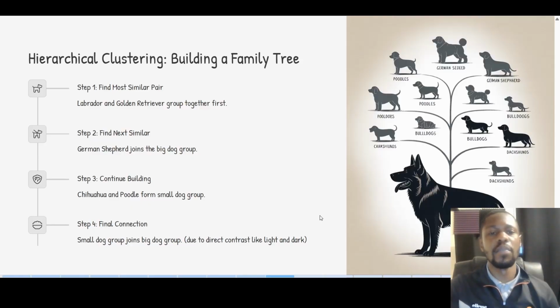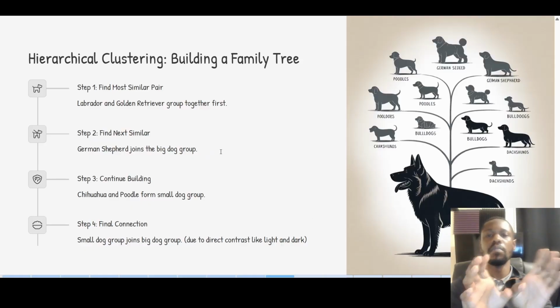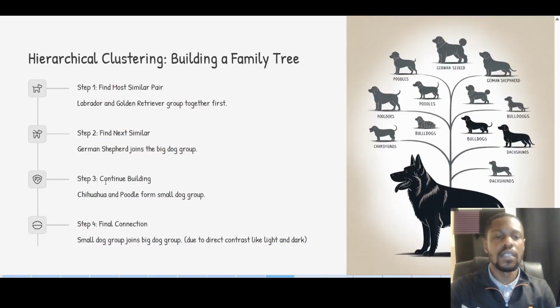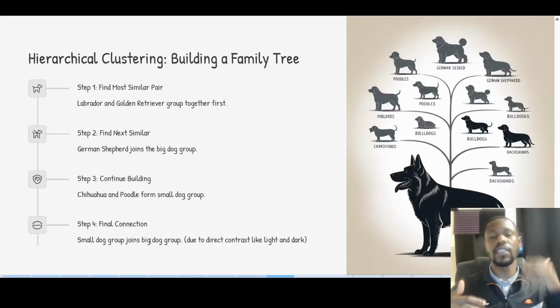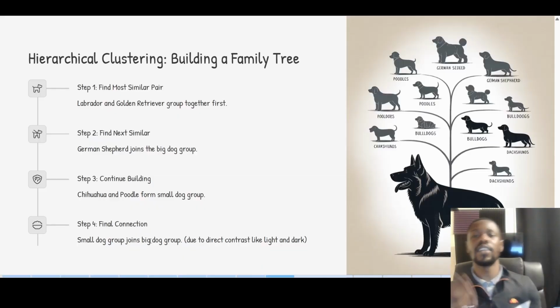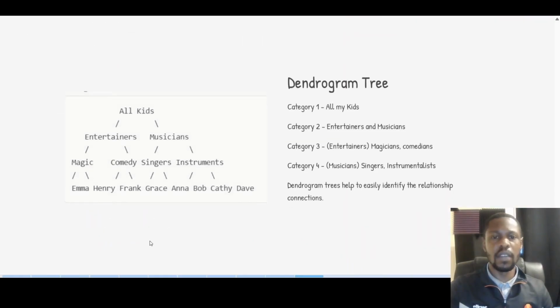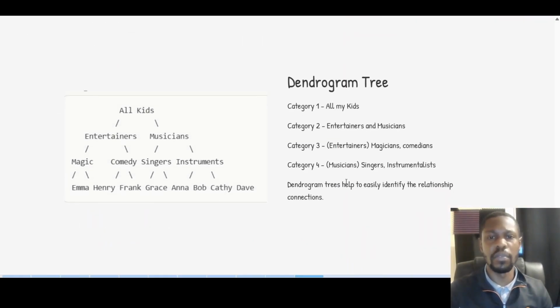Then you find the next similar pair. Okay, German Shepherds. We're going to pair this with the big dog group. Step 3, we continue building. So we have Chihuahua and Poodle, and these can form a small dog group. Step 4, we have the final connection. The small dog group can relate to the big dog group due to the fact that there's a direct contrast, like light and dark. But let's give a better example.